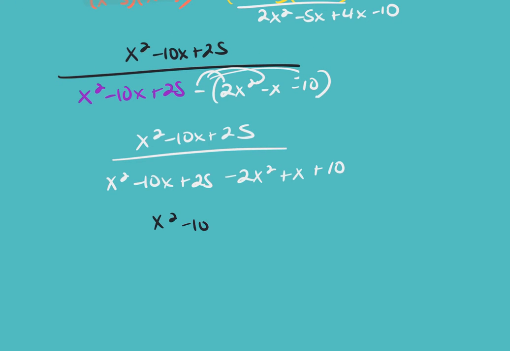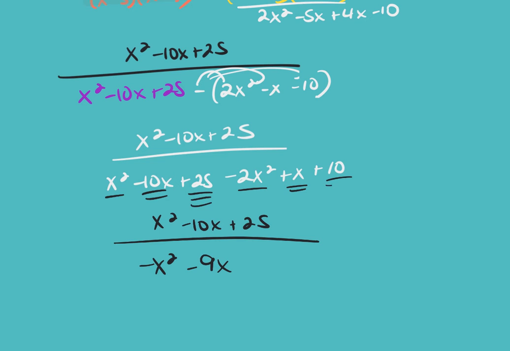X squared minus 10x plus 25 over, combine my like terms here, negative x squared, negative 9x, positive 35. And then I would see if there were factors, like if I could factor the bottom, factors of 35 that sum to 9. Again, you can also stop and check to make sure if that answer is there, then you know you're done.